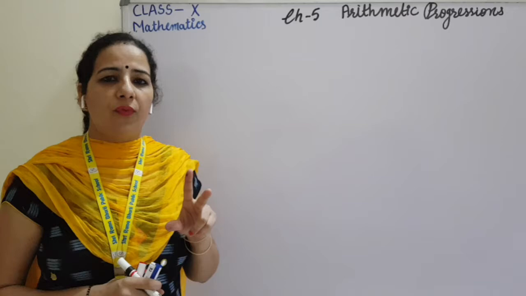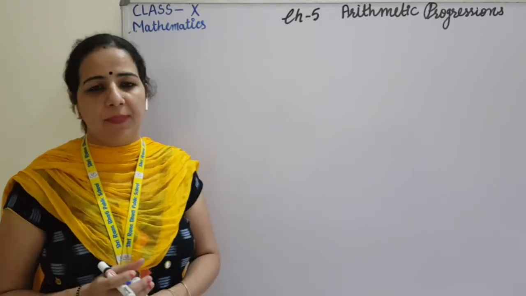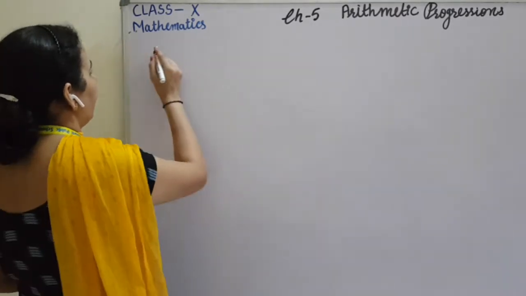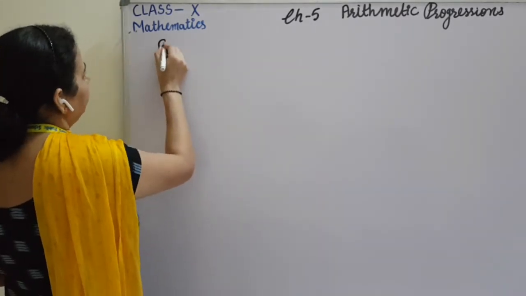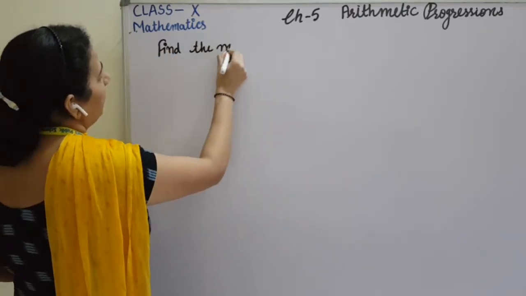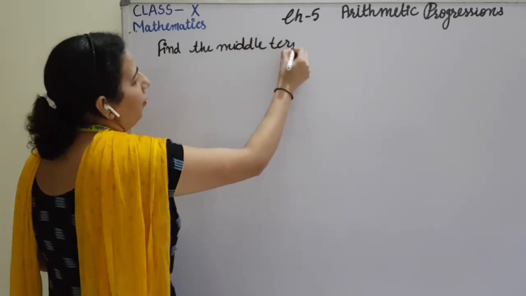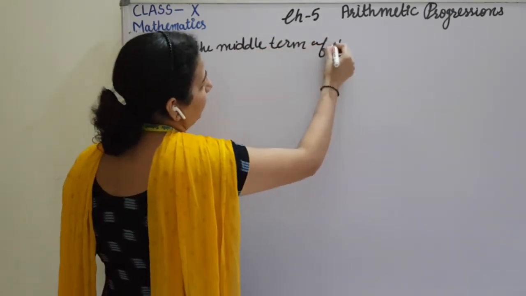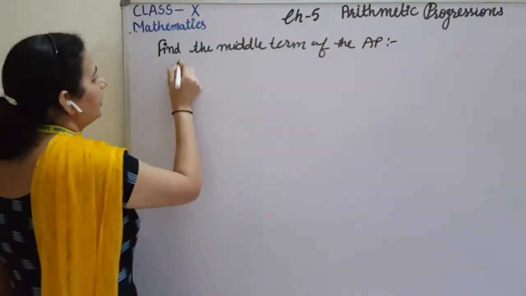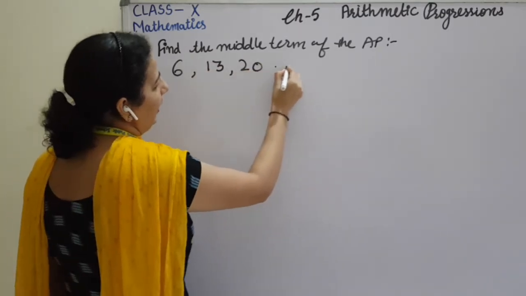Fine. So just to explain it in a better way, I am going to take one example so that it will be more clear to you. Here I have taken one example. Find the middle term of the AP, and the AP is 6, 13, 20 and so on.